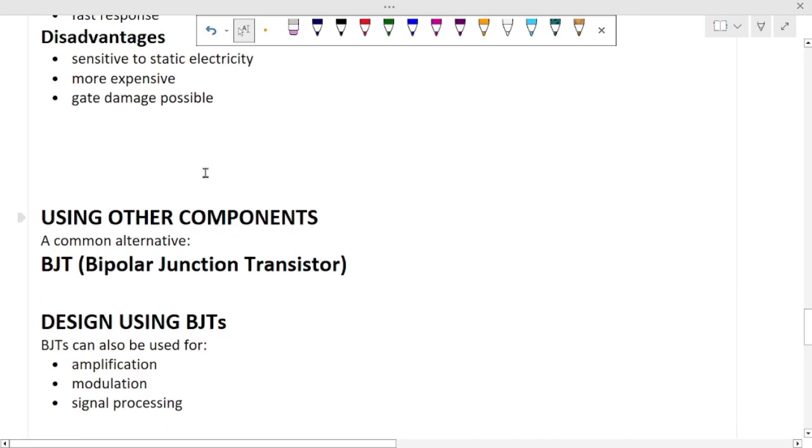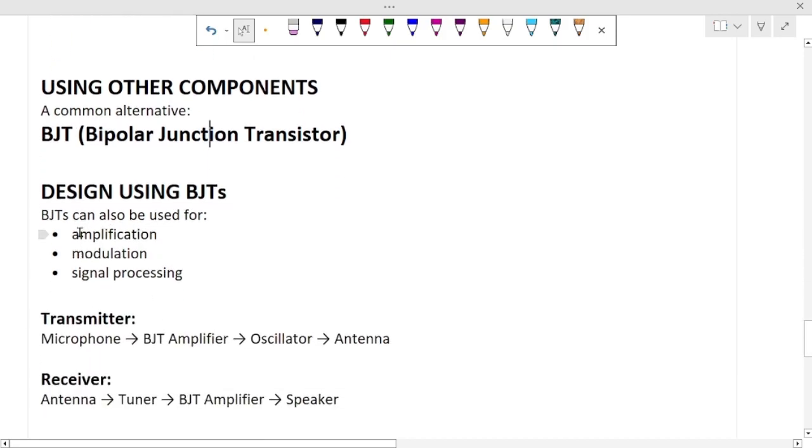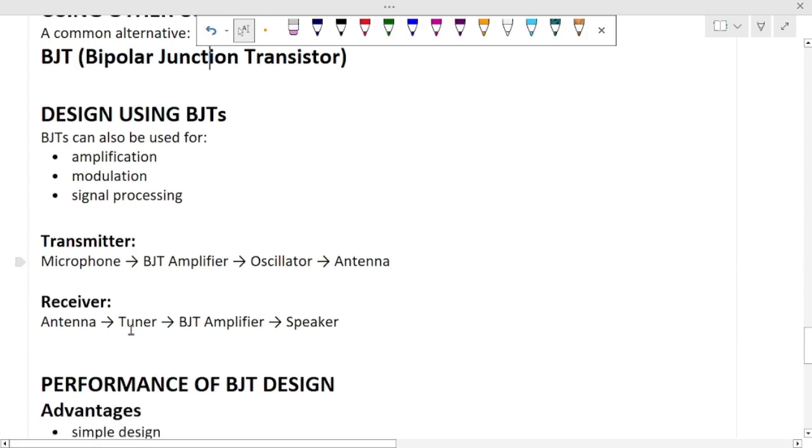So for using other components, for this same sending and receiving, we are using what? BJT. I think I mentioned BJT just now, bipolar junction transistor. So for this BJT, using it as a design, it is also used for what? Amplification, modulation, and signal processing. Look at the transmitter block.